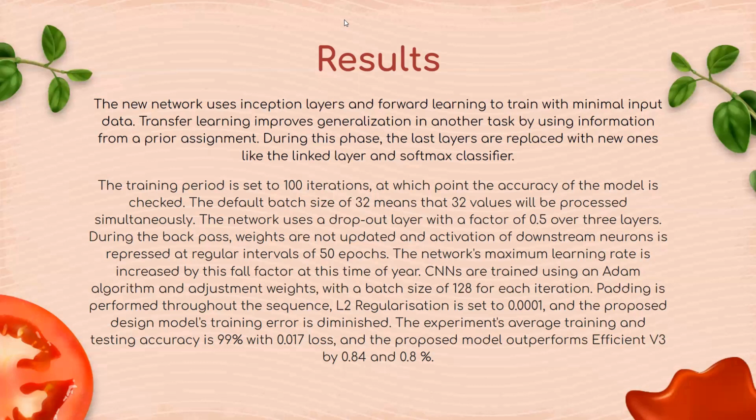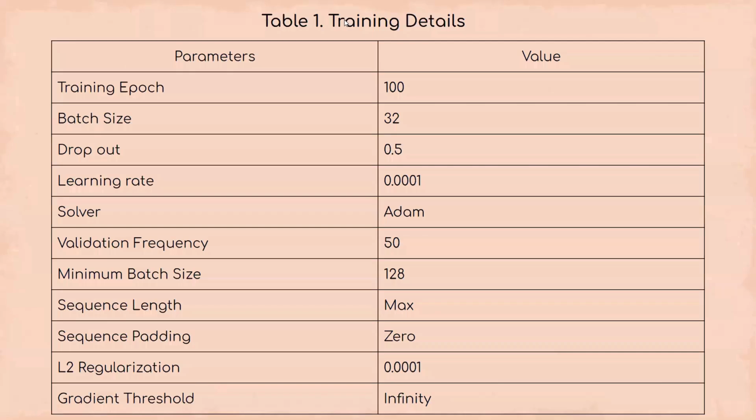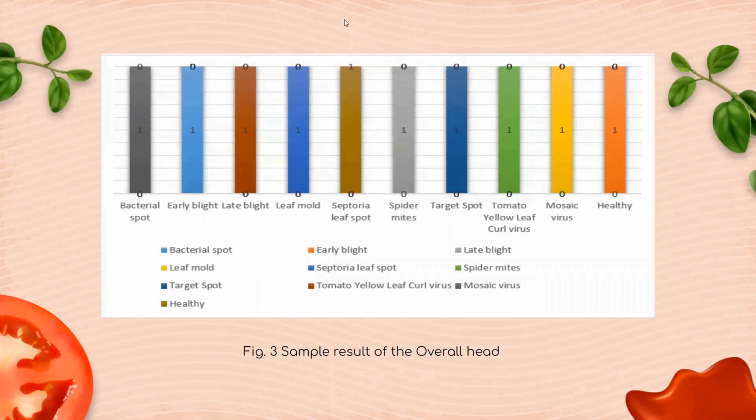And CNNs are trained using an Adam algorithm and adjustment weights with a batch size of 128 for each iteration. Padding is also performed throughout the sequence regularly, and L2 regularization is set to 0.0001, and the proposed design model's training error is diminished. The experiment's average training and testing accuracy is found to be 99% and 0.017 loss, and the proposed model outperforms the EfficientNet V3 model by 0.84 and 0.8%. So these are the values of the parameters that I just told you.